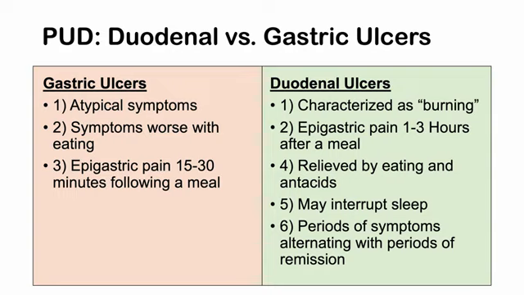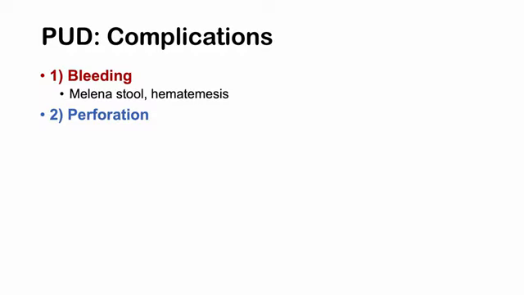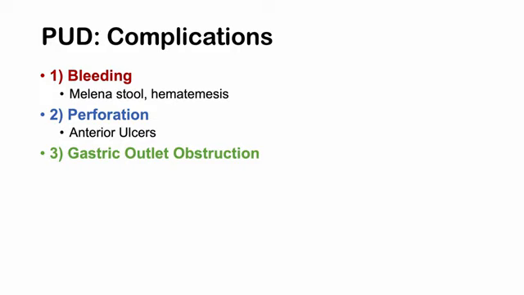Symptoms are better for certain periods of time and worse for other periods of time. There are also some important complications with peptic ulcer disease, including bleeding. This can lead to melena stool, hematemesis, hematochezia can also occur, perforation of the ulcer itself. This is more likely to occur with anterior ulcers. Gastric outlet obstruction can also occur, and then pancreatitis can also occur from peptic ulcer disease, especially with posterior ulcers. So those posterior ulcers can irritate the pancreas, leading to inflammation of the pancreas.